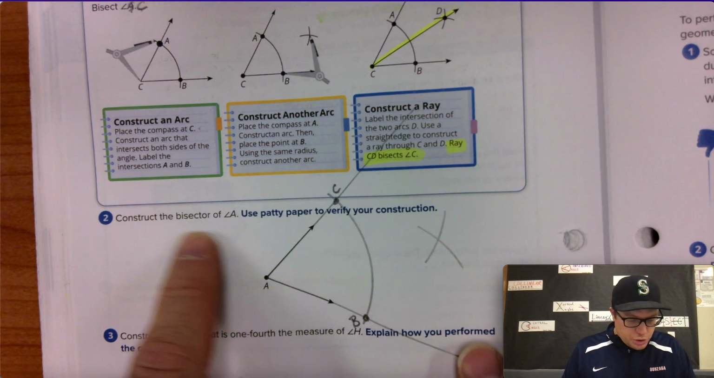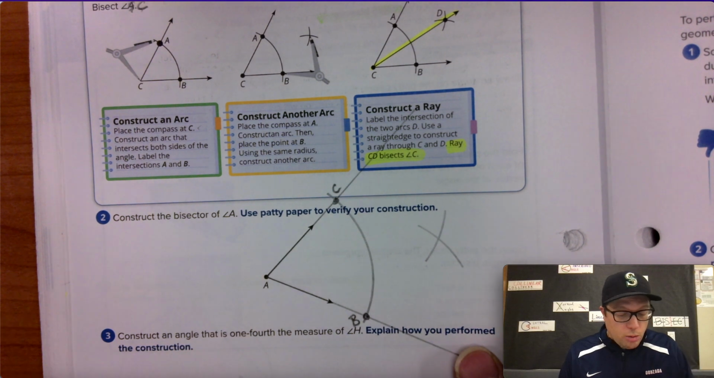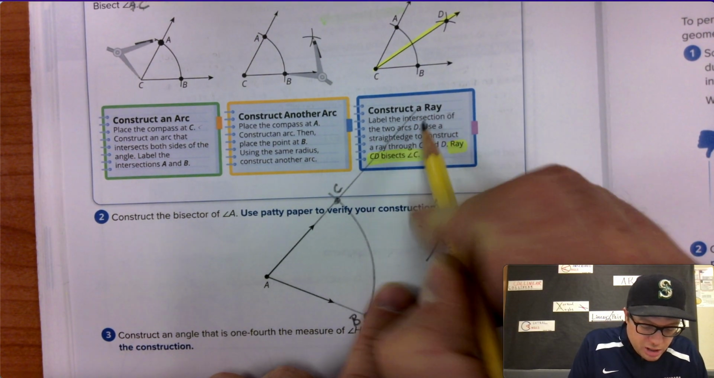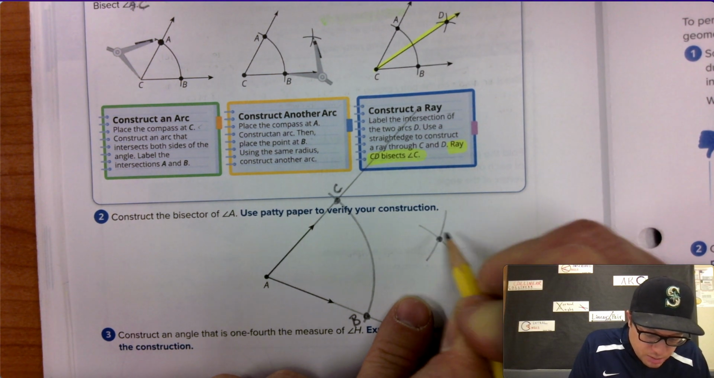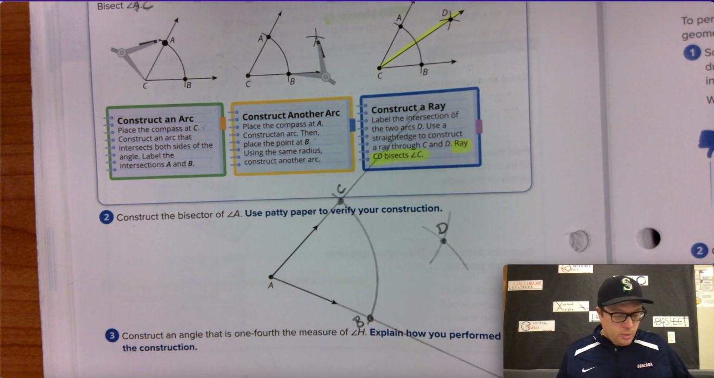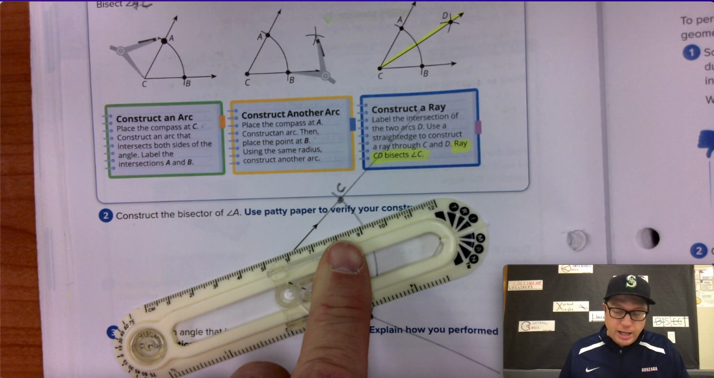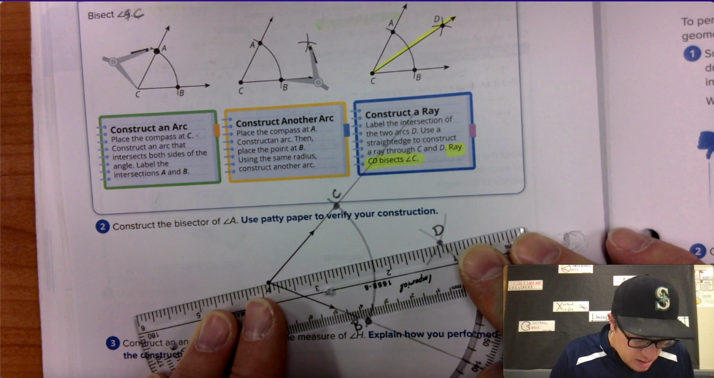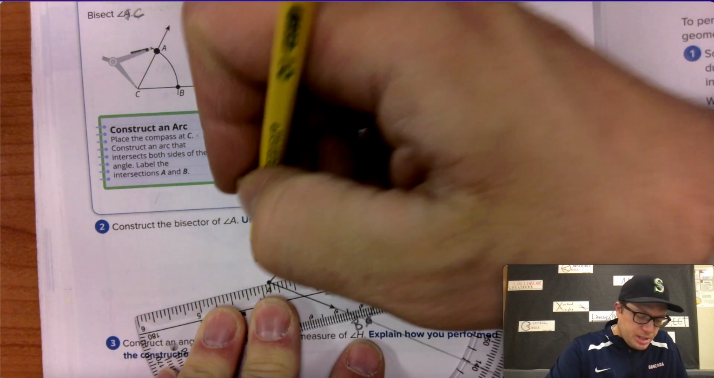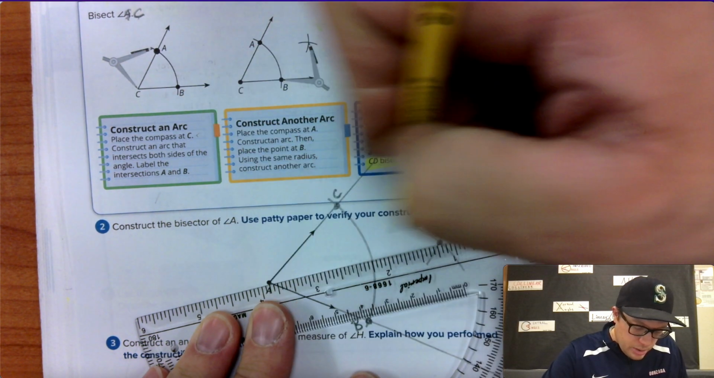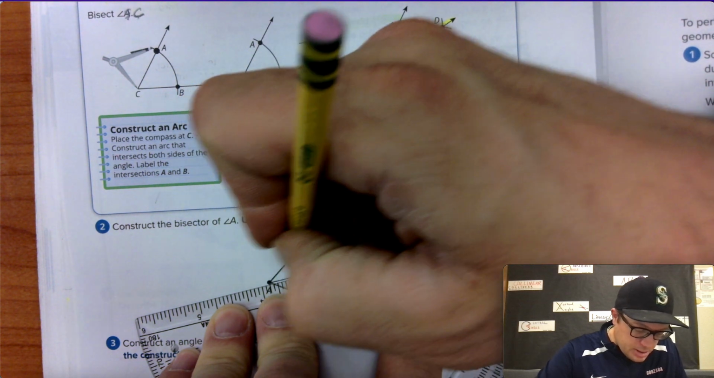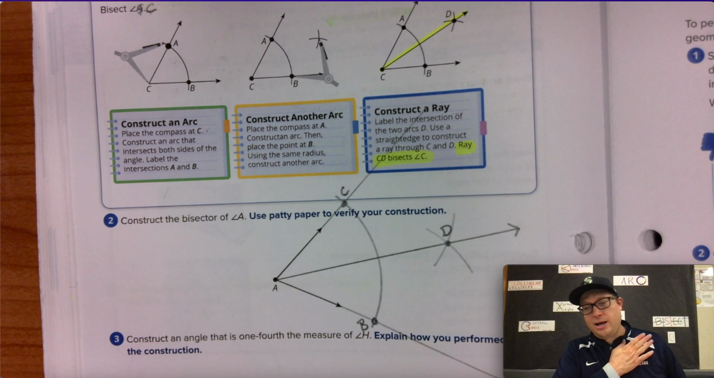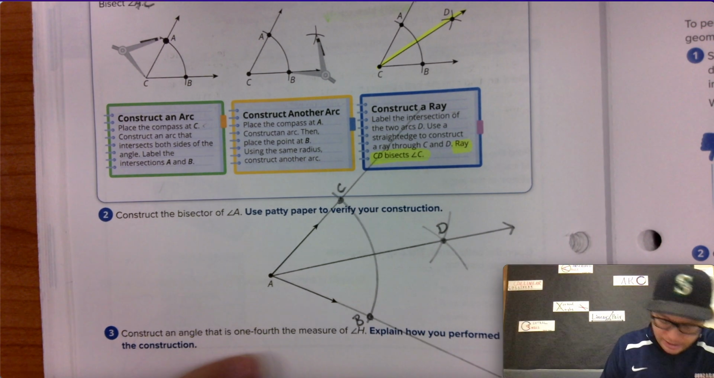Now, construct the angle bisector. So we're going to construct a ray. Okay, label the intersection of the two arcs. These are the two arcs. We're going to label it D. And then we're going to use a straight edge. So I'm going to bring in the edge. Protractors are nicer, simpler. Construct a ray from A through D. This is going to be the angle bisector. And because I did such a good job at it, I'm going to go ahead and highlight it.